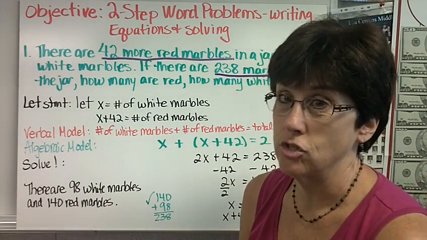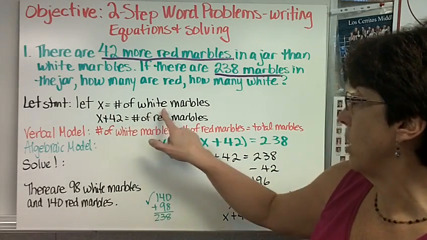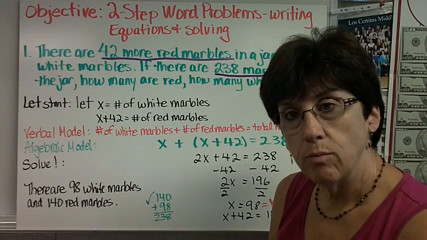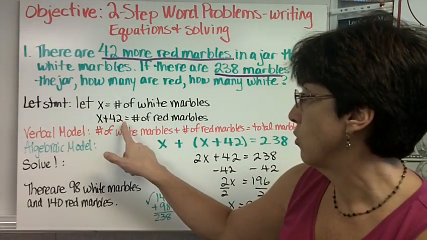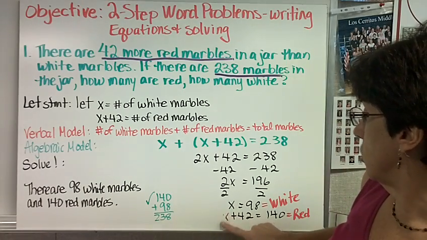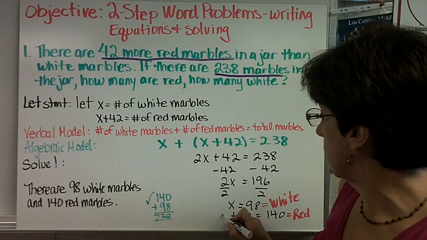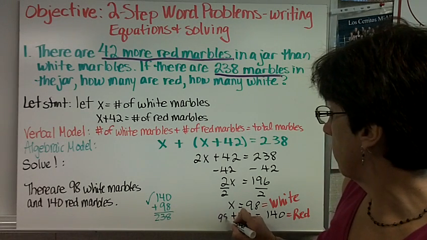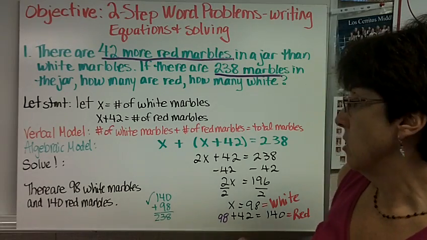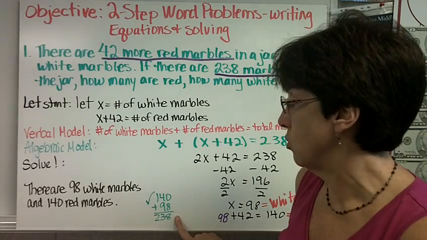But we're not finished. Okay, what does that 98 mean? Well, x was our number of white marbles. So x is the number of white marbles. And how do I find the number of red marbles? x plus 42, that's the number of red marbles. So x plus 42, I'm going to cross that out and write 98 plus 42. And 98 plus 42 is 140. So here's our check. 140 plus 98, yep, I'm right, 238.